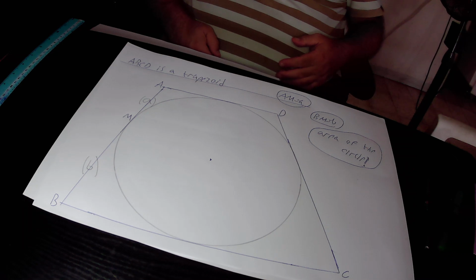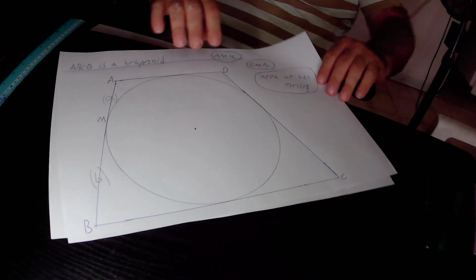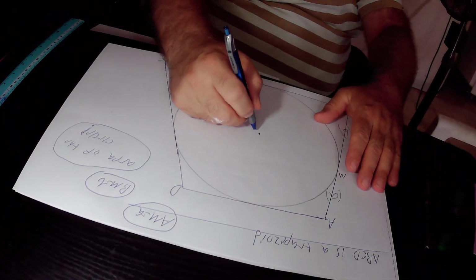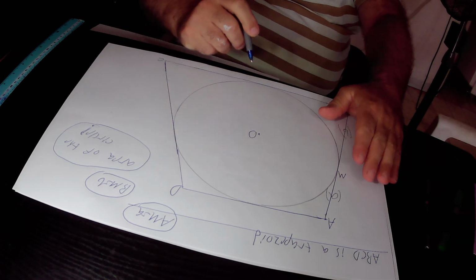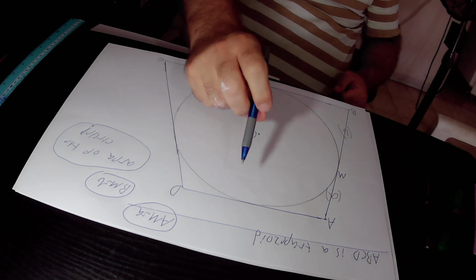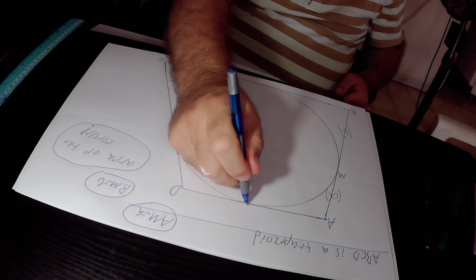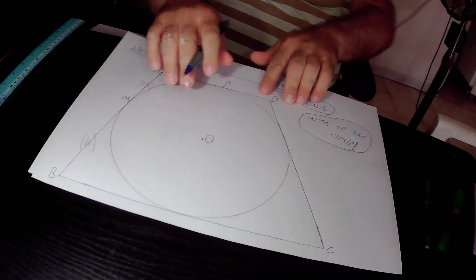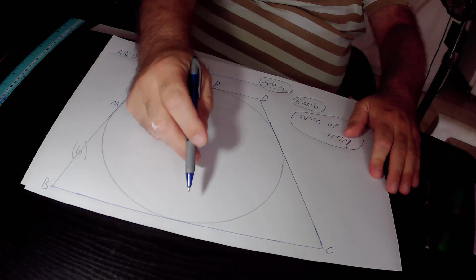So first of all, we define the center of this circle. This point is point O. And we define the point of tangency of this tangent AD with this circle. This point is point P. We define the point of tangency of this tangent BC with this circle. This point is point Q.